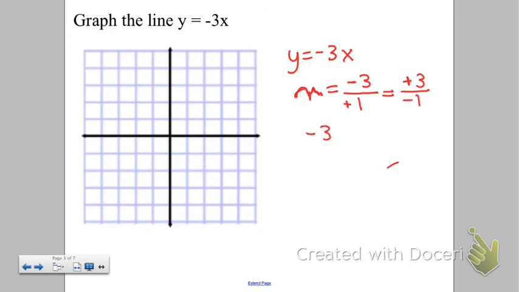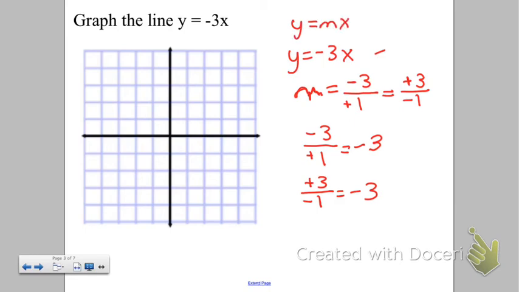The reason why both of these work is because a negative divided by a positive gives me a negative 3. But a positive divided by a negative also still gives me negative 3. So since my equation is in the form y equals mx, it is proportional. So I'm going to start my graph at the origin. Now I'm going to move based off of my two slopes.